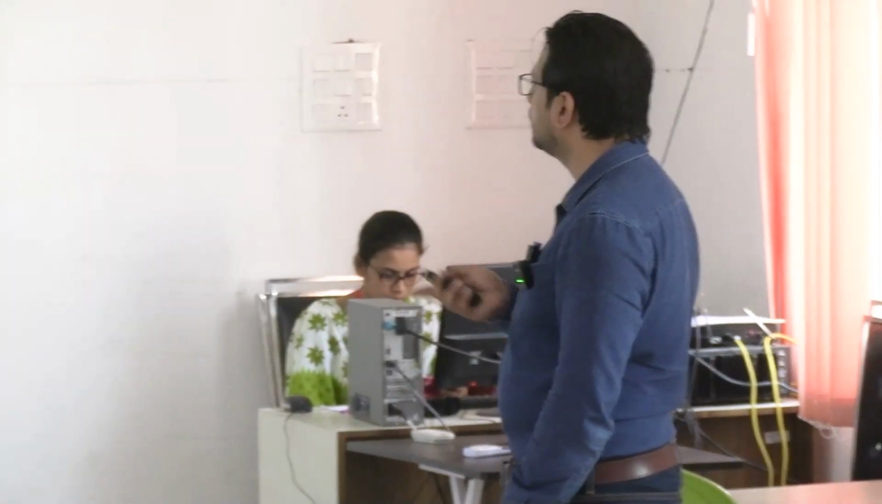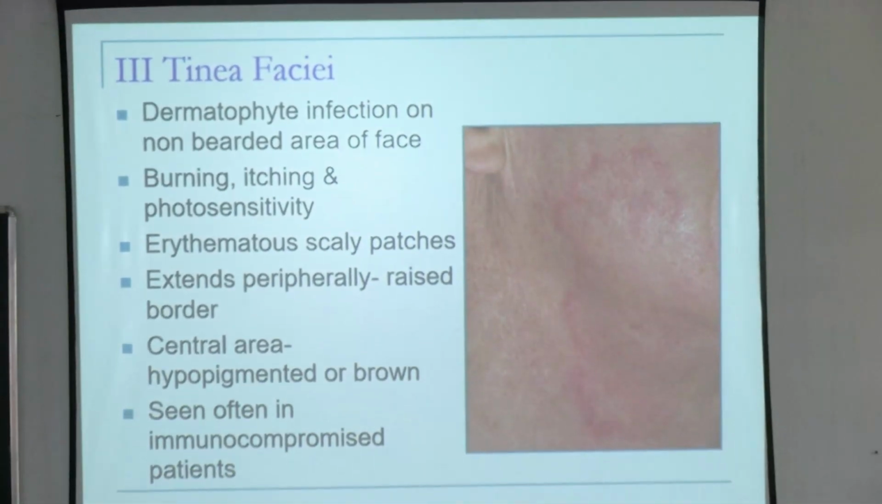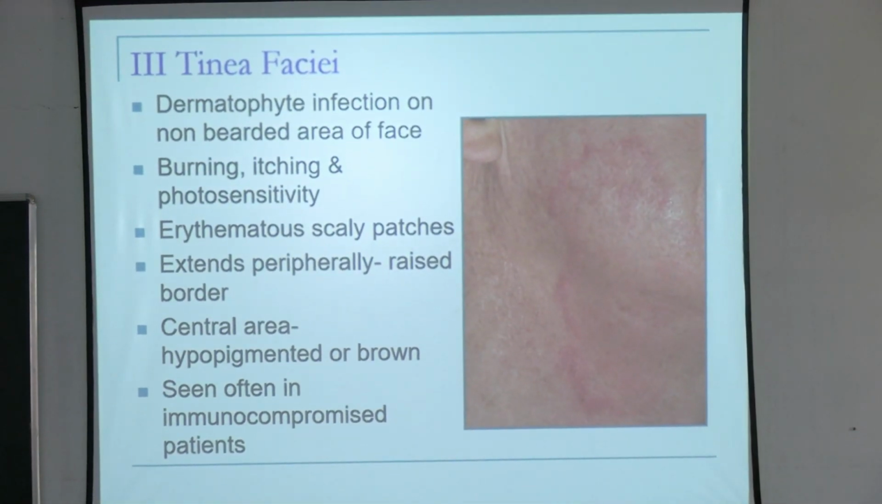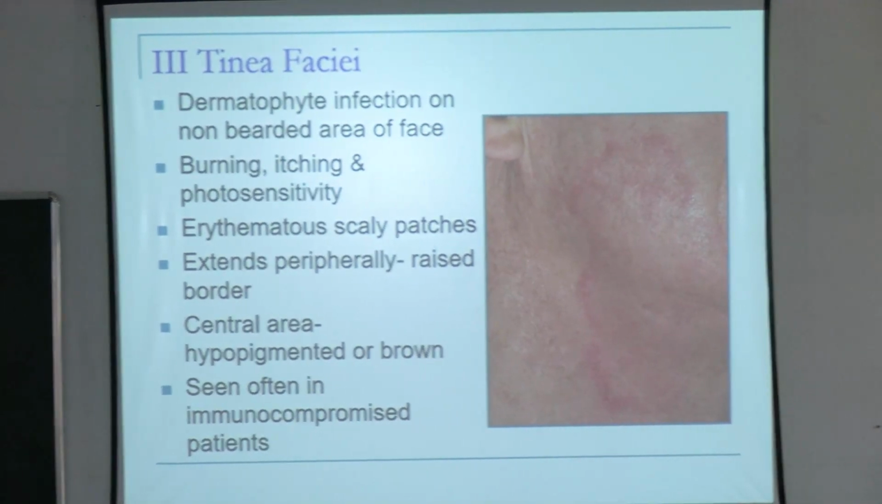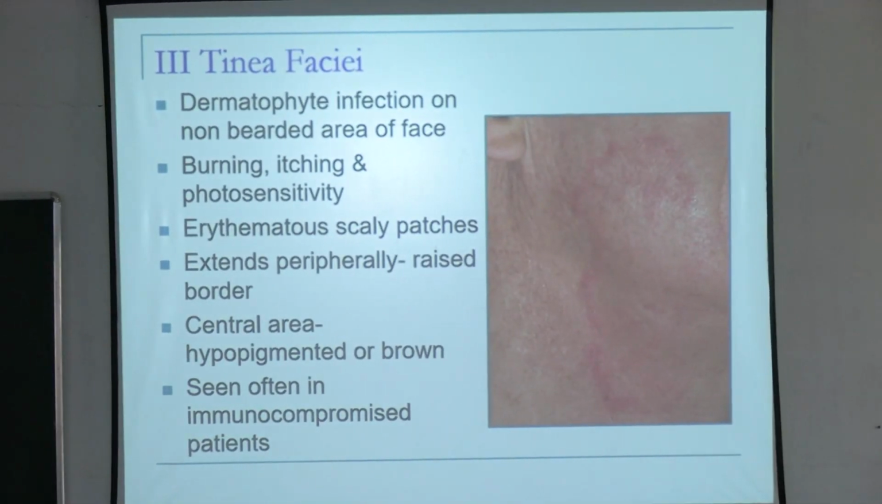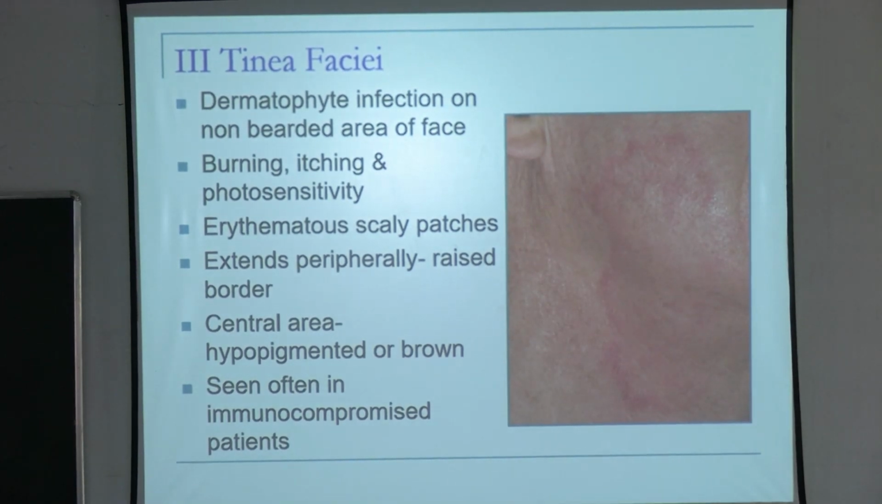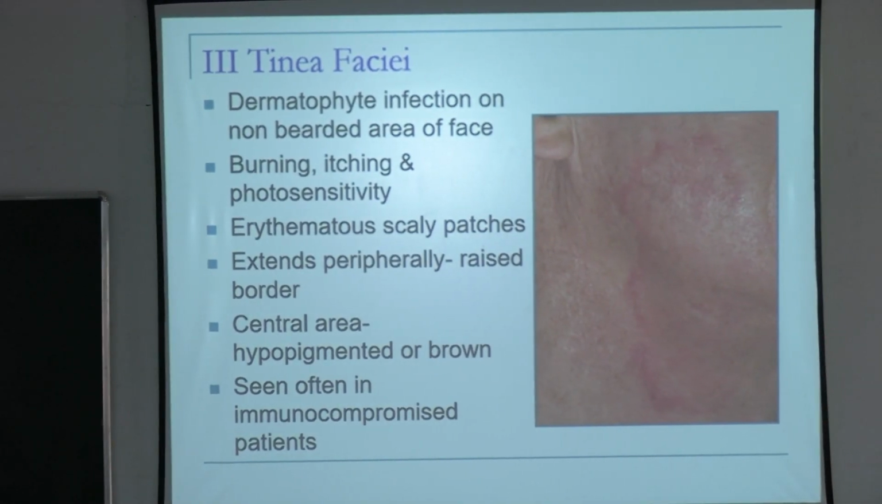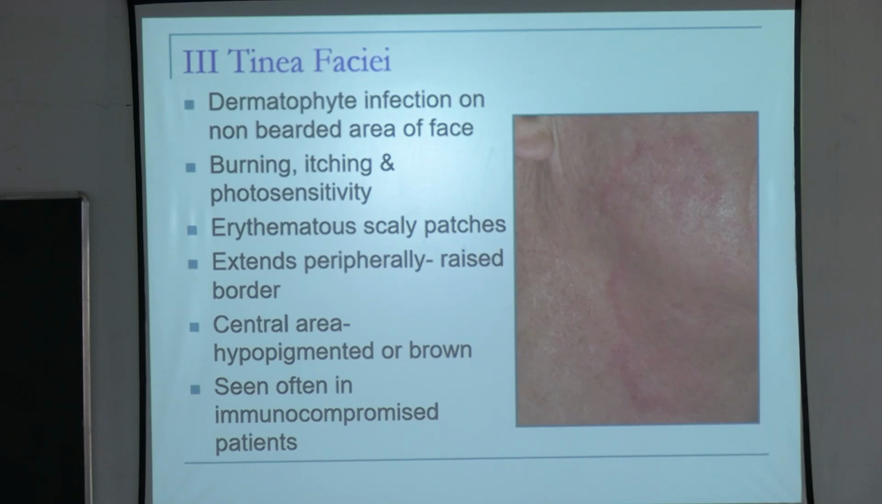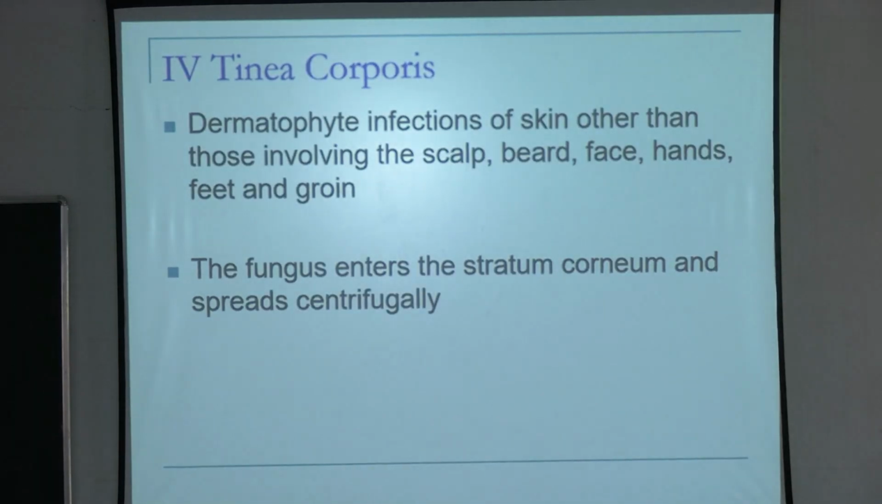So Tinea faciei, this is very commonly seen in OPD. So you see an annular ring pattern. Tinea faciei is when it is sparing the beard area, like ears, other areas. When sparing the beard area, we call it Tinea faciei. Burning and itchy sensation, erythematous scaly patches, extends peripherally, raised border, central area of hypopigmented or brown, seen often in immunocompromised patients. So very common.